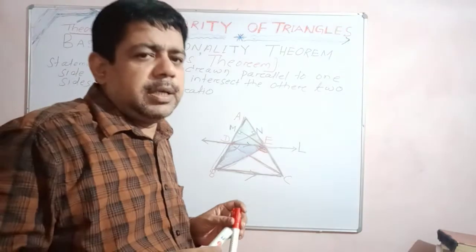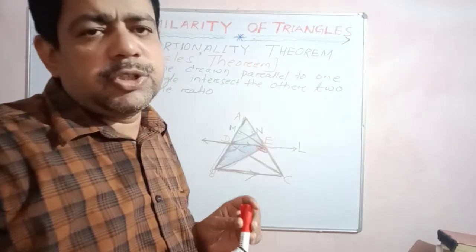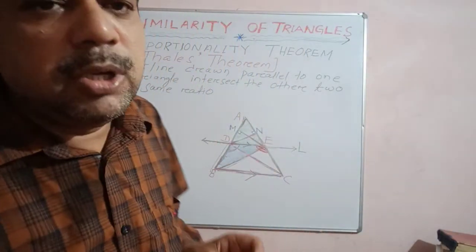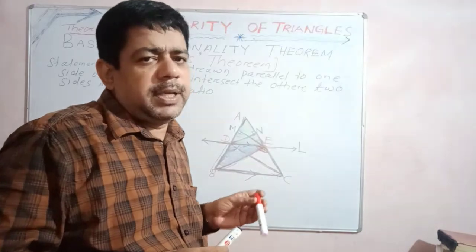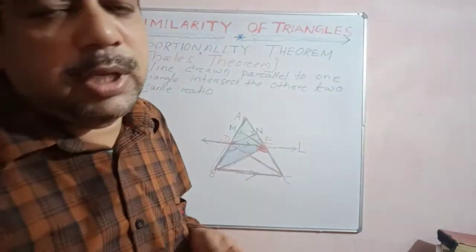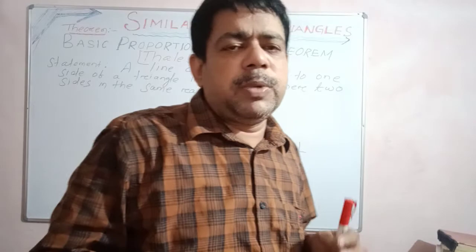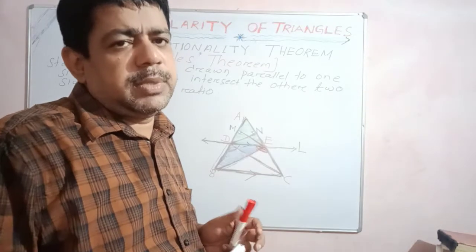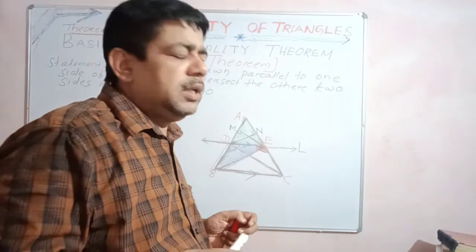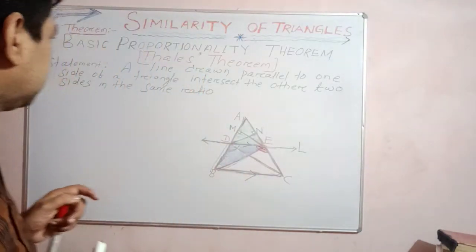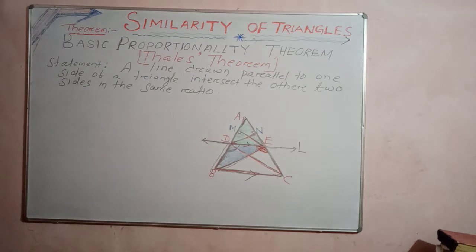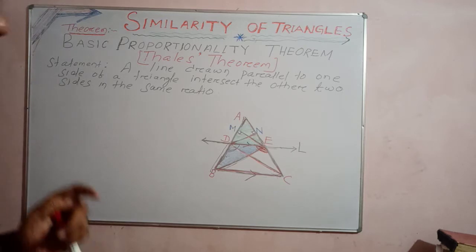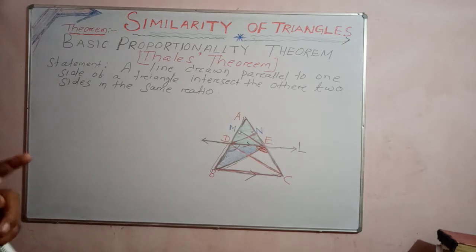And let me discuss for you, this is one of the most important theorems and it frequently comes in the CBSE paper. It also has many applications in solving various problems and verifying different geometrical statements on the same concept of similarity of triangles. Okay, let's see. Here is the statement in front of you: a line drawn parallel to one side of a triangle intersects the other two sides in the same ratio.